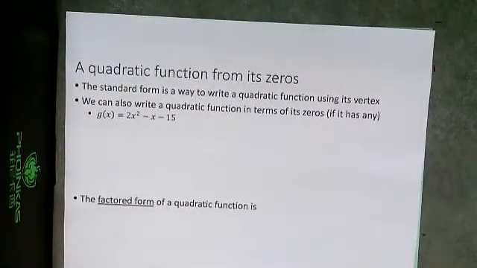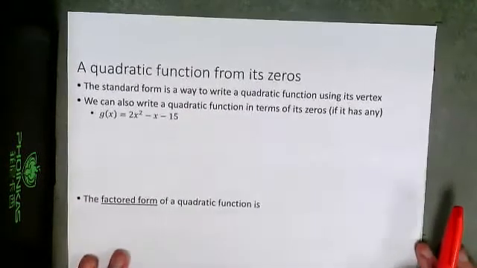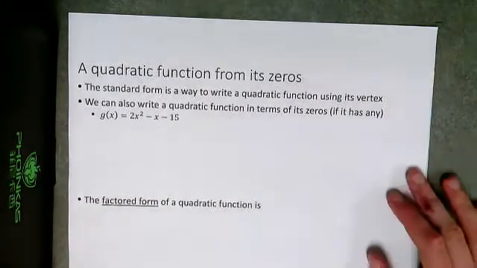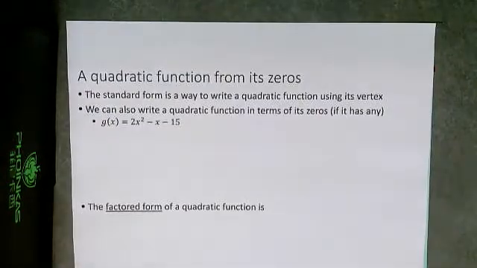All right, let's find another way to get a quadratic function. Quadratic function from its zeros. Standard form is a way to write the quadratic function using its vertex. Another way we can write a quadratic function is in terms of its zeros, if it has any. So if we look at this function, g of x is equal to 2x squared minus x minus 15, we can factor stuff out.